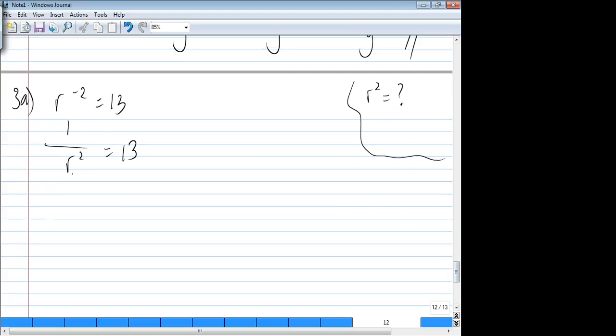And we want to make R square the subject. So this is actually 13 over 1, right? And then we can do a cross multiply. And I will get 13 R square equals to 1. So R square equals to 1 over 13. I think this is the first time I'm seeing this type of question, and I'm very happy to know that some of you actually managed to figure this out by yourself. Okay? So very good.